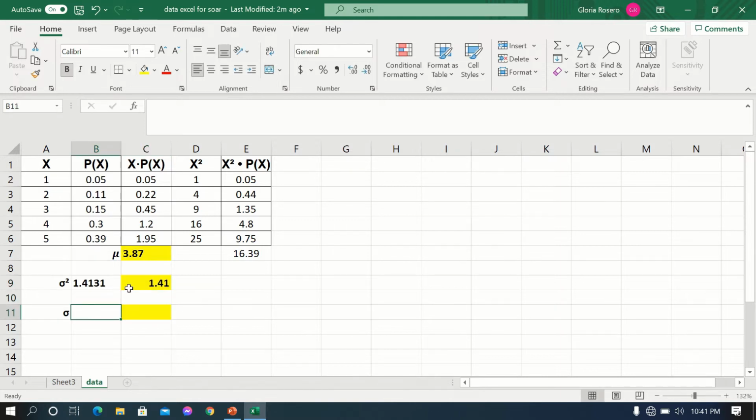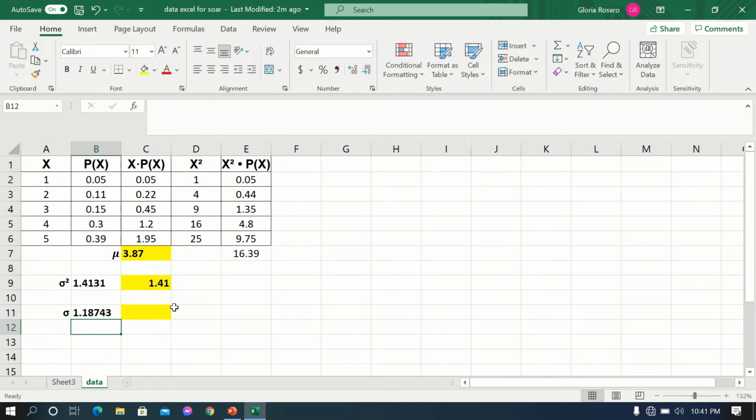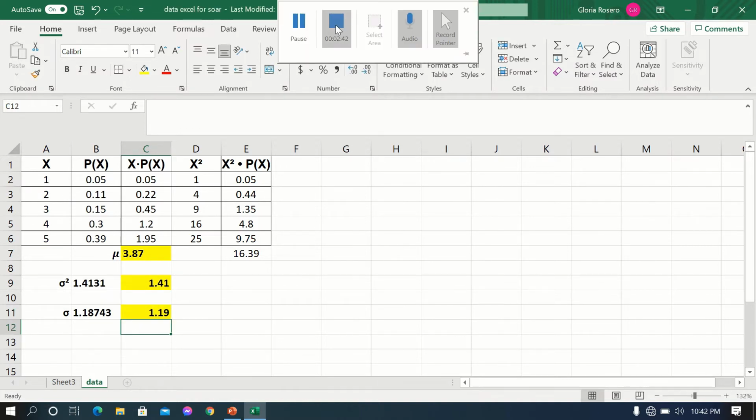For the standard deviation, just get the square root of the variance. Just press equal, then find the square root. This one. Then click the variance and enter. There you have it. You have now the value of the mean, the variance, and the standard deviation.